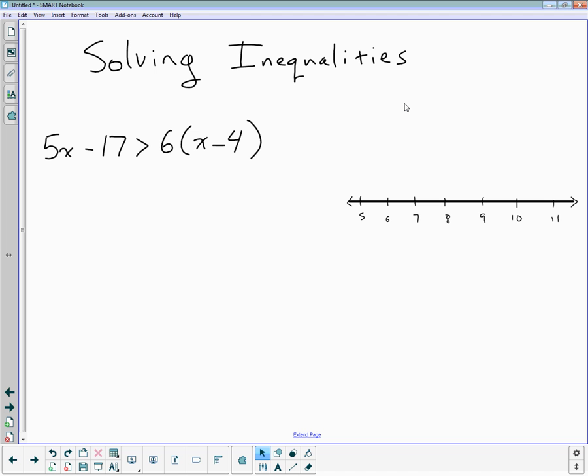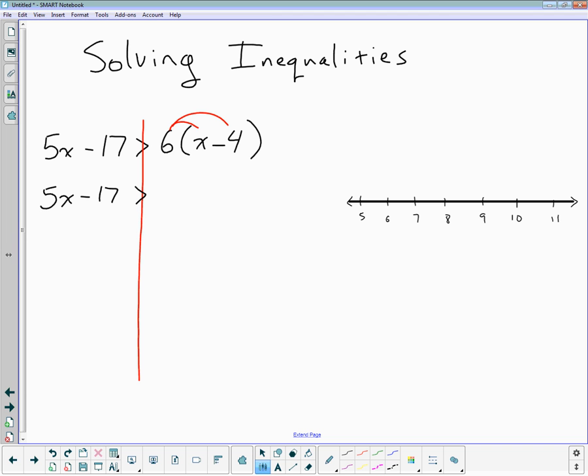All right. So let's do this one. The process, like I said, is the same. You're going to draw that line. Now, distribute, right? This left-hand side, what happens to him? Anything? No, because there's no distribution there at all. 6 times x, 6x. 6 times -4, -24. All right.